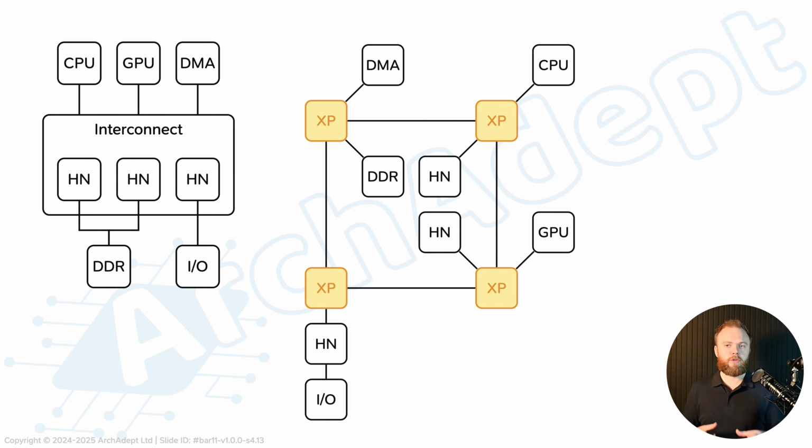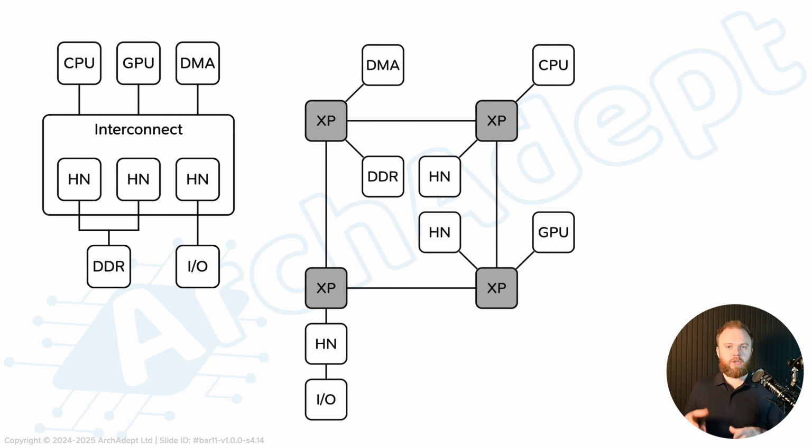These cross-point nodes serve a similar purpose to a switch or router in a traditional computer network, except that while a traditional switch or router will be passing along IPv4 or IPv6 packets from source to destination, these cross-point nodes are passing along memory transaction packets from source to destination.